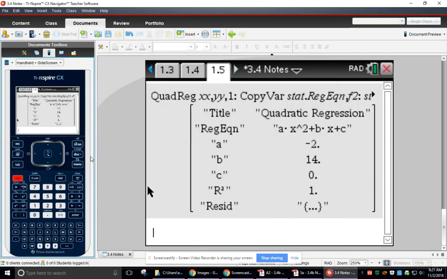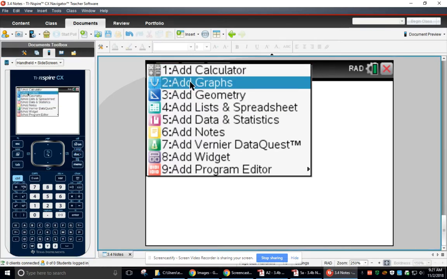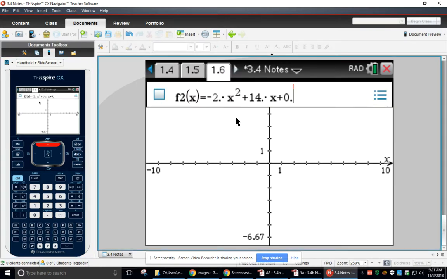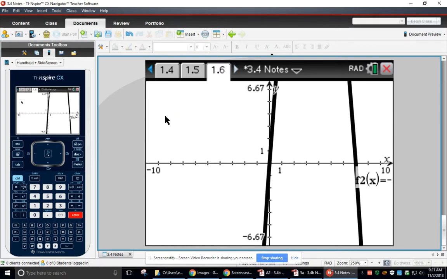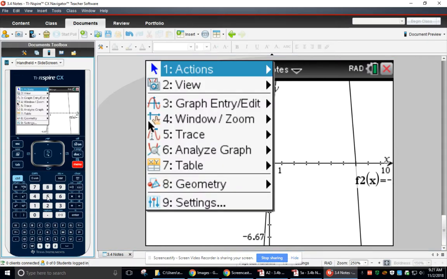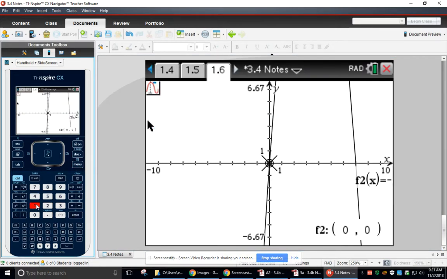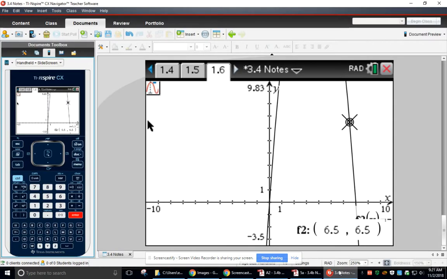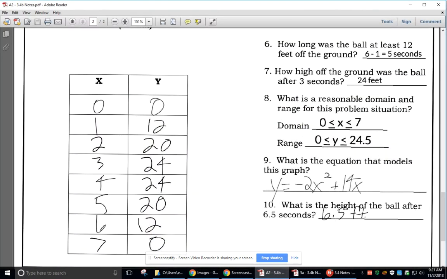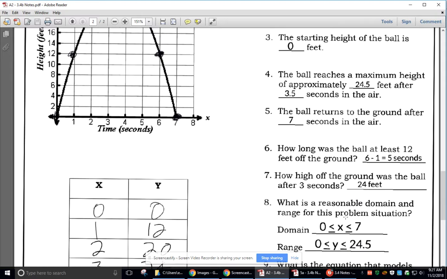Okay, again, I added a graph, and then, like I said, just press up. And there it is typed in, but you see how it's not checked? So you just need to press enter, and now it's typed in. And so when you go to menu 5-1, type in any number you want. The question was asking 6.5 seconds, so I'll type in 6.5, and there it tells me it's at 6.5 feet. So that's how I got 6.5 feet.